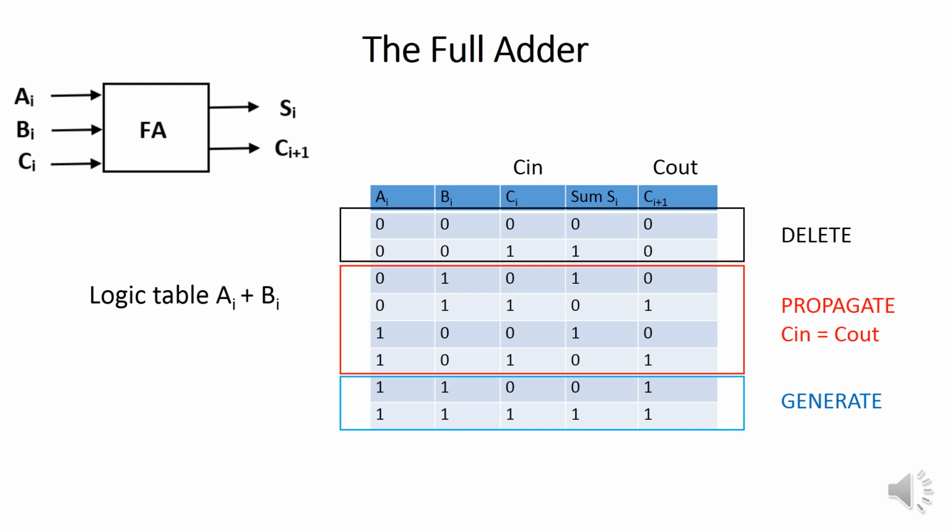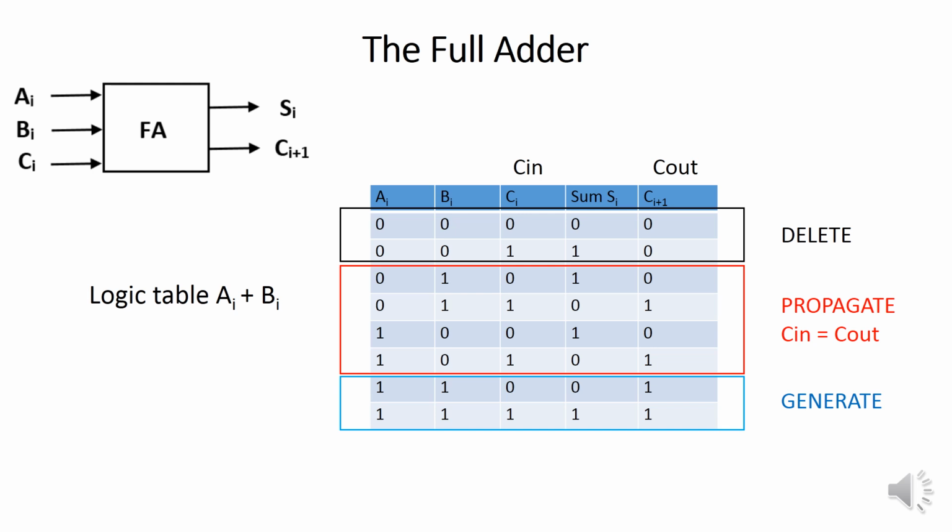These are the conditions under which, independently of what is the value of the carry in, the output carry is 0. The carry propagate scenario is the one delineated in the second square. Note that the values of the carry in and the carry out are the same: 0, 1, 0, 1, 0, 1, 0, 1. These are the conditions under which, independently of what is the value of the carry in, the same input carry is propagating to the output.